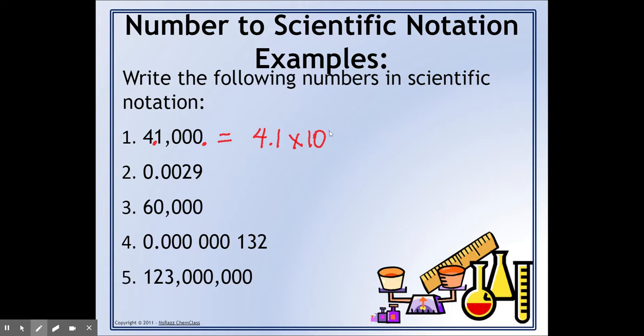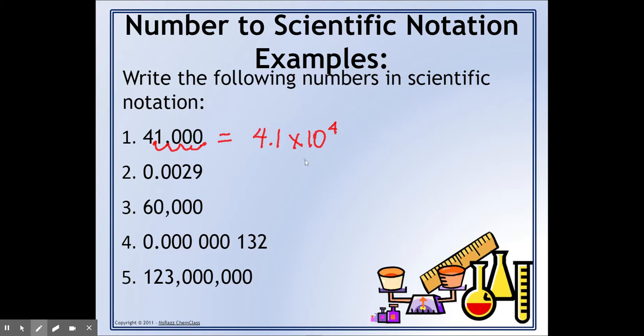For our exponent here, we're going to figure out how many times we move the decimal place. So we start here and we go 1, 2, 3, 4. This is 4. We look at this number. If this number is larger than 1, this is going to be positive. If this number is smaller than 1, a decimal place, this is going to be negative.